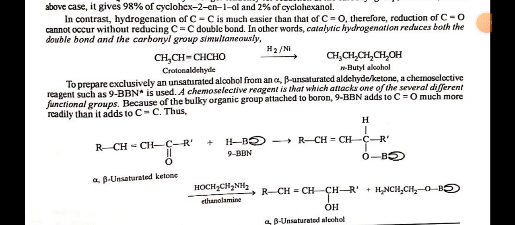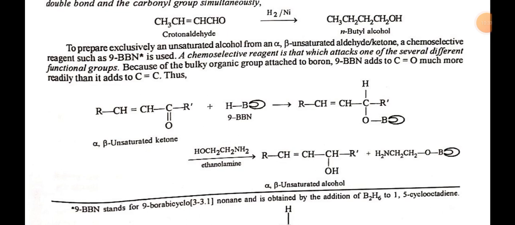To prepare exclusively an unsaturated alcohol from an alpha beta unsaturated aldehyde or ketone, a chemoselective reagent such as 9-BBN is used. 9-BBN stands for 9-borabicyclo[3.3.1]nonane and is obtained by the addition of B2H6, that is diborane, to 1,5-cyclooctadiene. A chemoselective reagent is one that attacks one of several different functional groups. Because of the bulky organic group attached to boron, 9-BBN adds to C=O much more readily than it adds to C=C. Thus, an alpha beta unsaturated ketone, when reacted with 9-BBN, finally gives an alpha beta unsaturated alcohol.